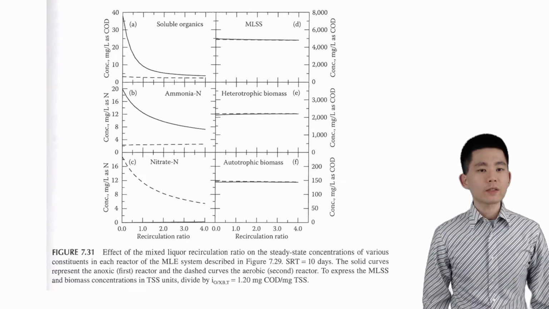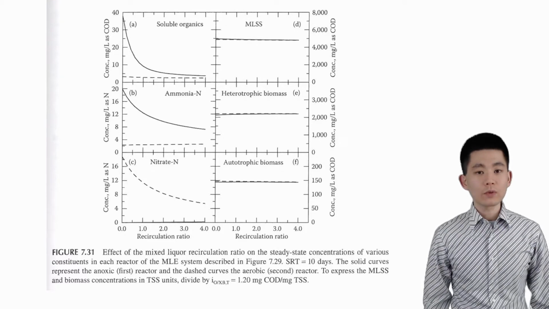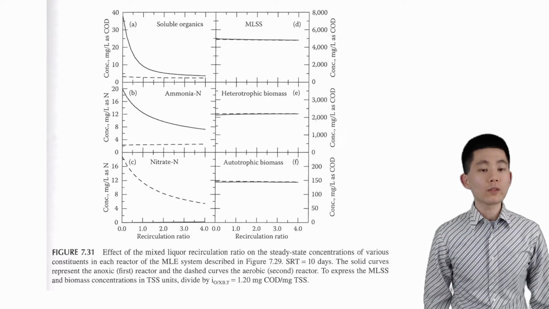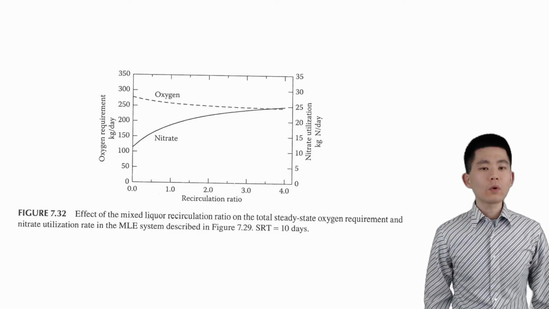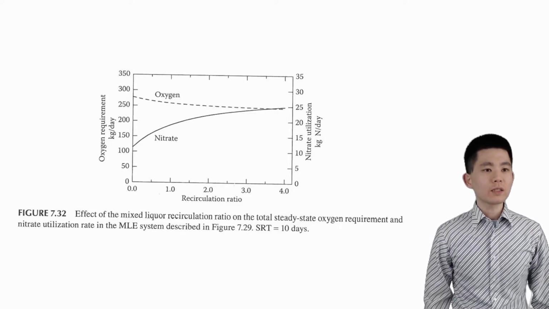This figure shows the effect of recirculation ratio on the performance of the anoxic zone, represented by the solid line, and the aerobic zone, represented by the dashed line. The higher the recirculation ratio, the more nitrate produced from the aerobic zone is denitrified, resulting in a lower nitrate concentration in the effluent. But this also means more intense energy requirement for the recirculation pump. As for the oxygen demand, more recirculation results in more denitrification, therefore less oxygen is needed.